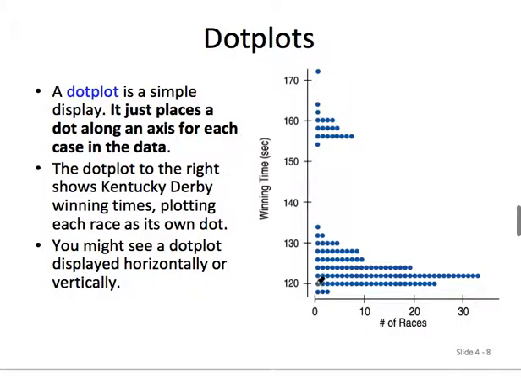Okay, so let's say we look at 130. So there were 5 races with a winning time of 130 seconds. This looks funny to me. Usually you see it displayed vertically. You don't usually see it horizontally this way. I could also put grades down here, and I could plot how many people got each grade if I wanted to do that. Another option.